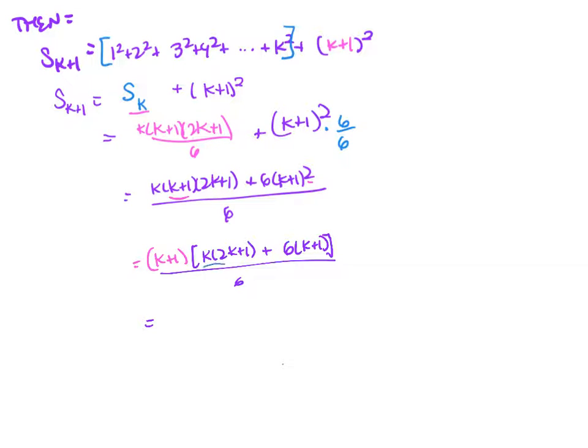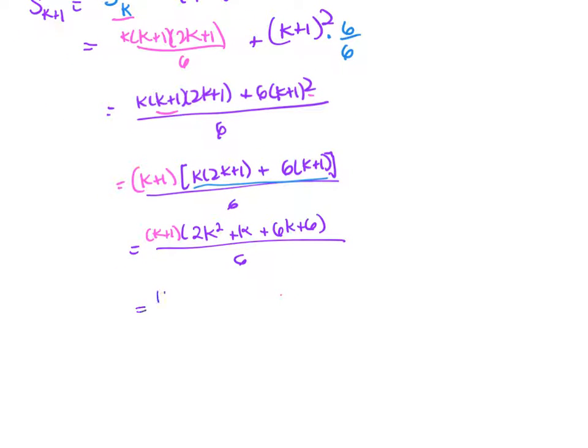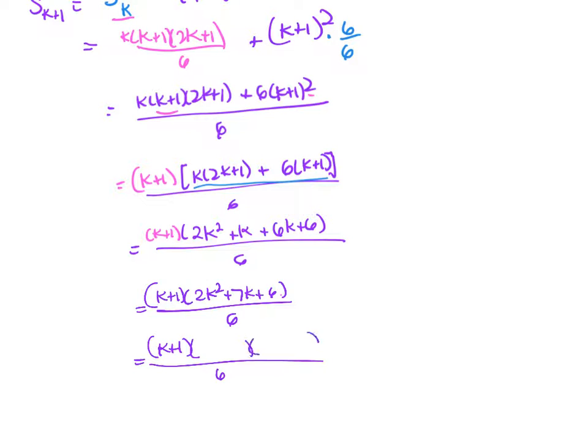So let's go ahead and simplify what's in the parentheses here. So we're going to multiply it through, and then this is going to be 2k squared plus k plus 6k plus 6 all over 6. And then this is going to be k plus 1 times the 2k squared plus 7k plus 6 all over 6. And that 2k squared plus 7k plus 6 is factorable. So k and 2k, so what multiplies to 12 that adds to 7? That's 4 and 3. So 2, 3 here. So k plus 1, k plus 2 times 2k plus 3 over 6.